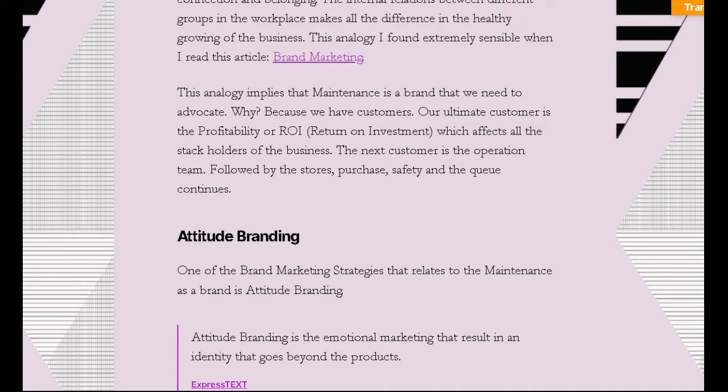Any business unit, maintenance and other business units, has one prime customer, which is the profitability or the return on the investment. The second customer for the maintenance is the operations. The third customer may be the stores, the purchase, and so on. But all the business units of the organization need to serve the profitability of the organization.